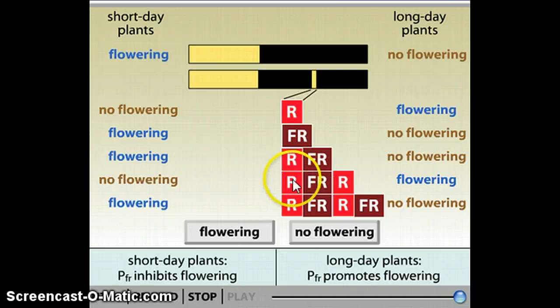But if we have red, then far red, and then red, we're ending up with the red, which is what the long day plant likes, so it's going to end up with flowering. And in this case, we're ending up with far red, so we have no flowering with the long day, but we do have it with the short day. So again, just pause this and make sure you can understand the pattern, and just memorize the association of the two.